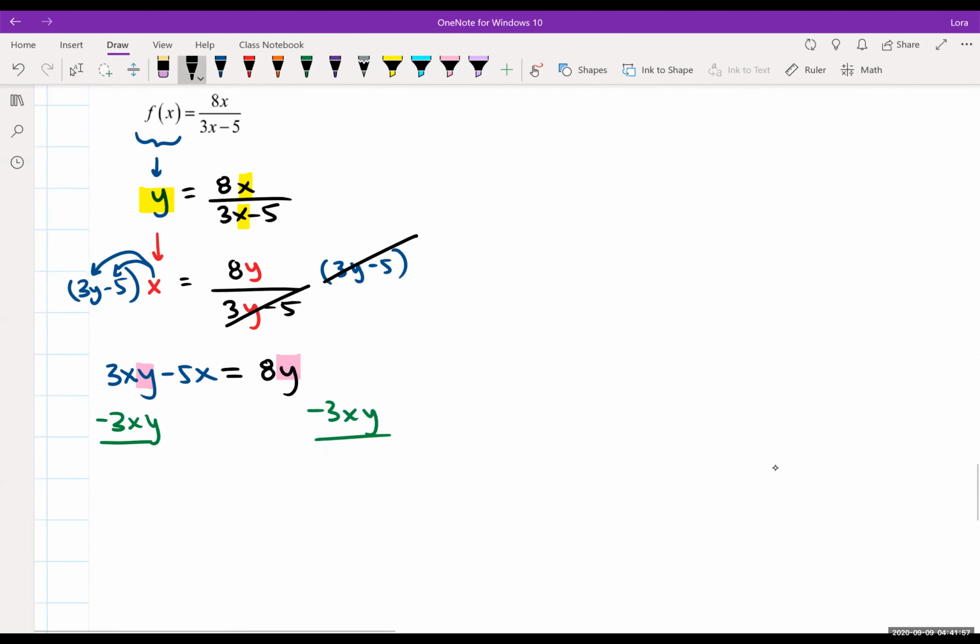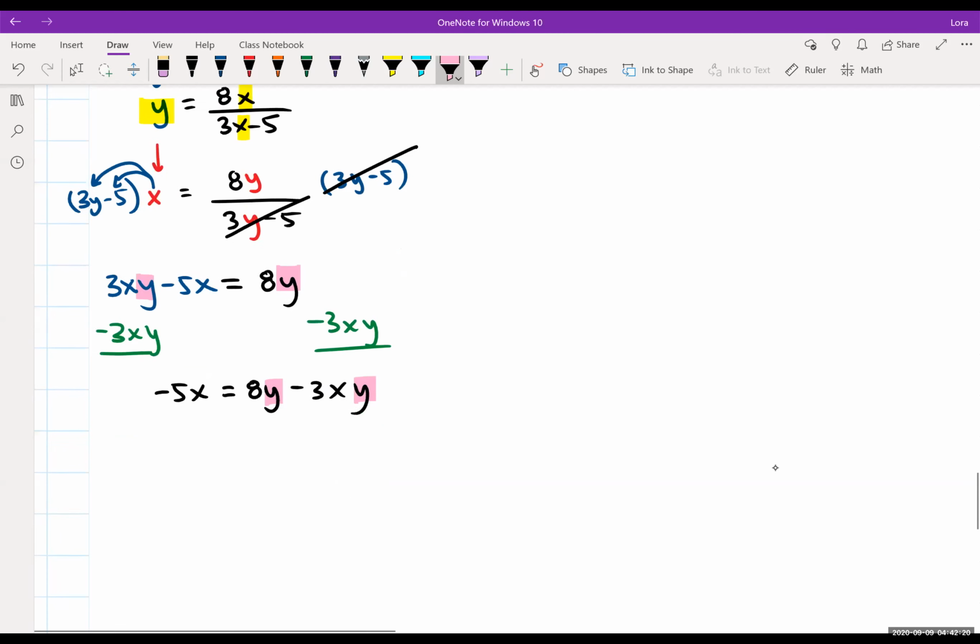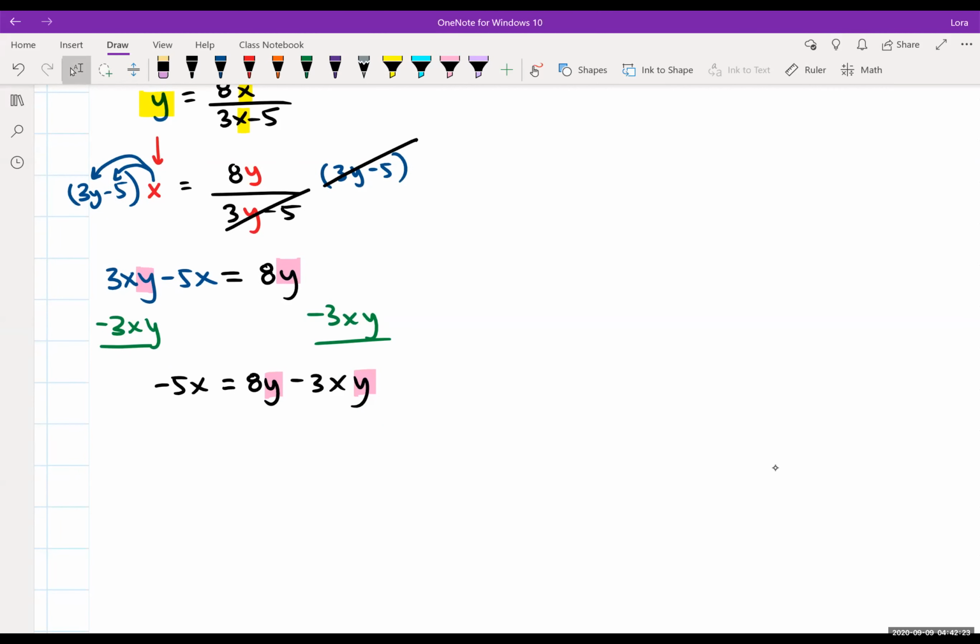So this will leave me with negative 5x equals, we don't really have like terms, so we'll just write this horizontally. I have 8y minus 3xy. Now again, notice we have y's on the same side of the equation. And whenever we are not able to combine like terms, one of the tricks we do is kind of reverse distribution, or in other words, you might know it as factoring. So I'm going to factor the y out as a GCF from the right-hand side.